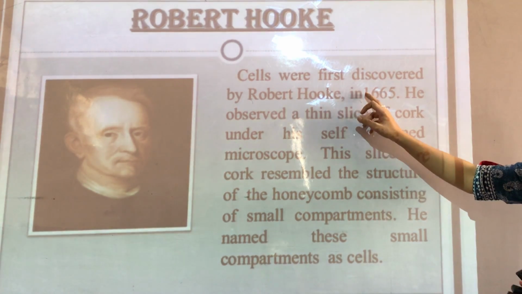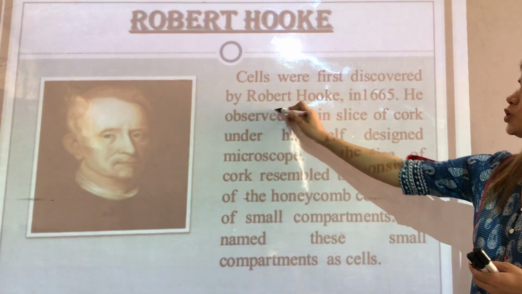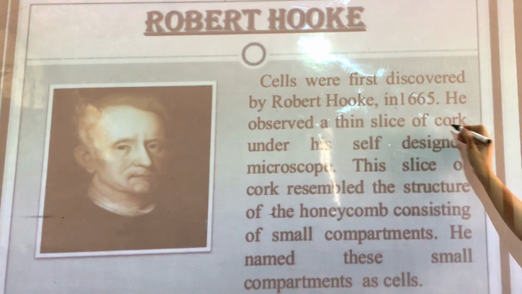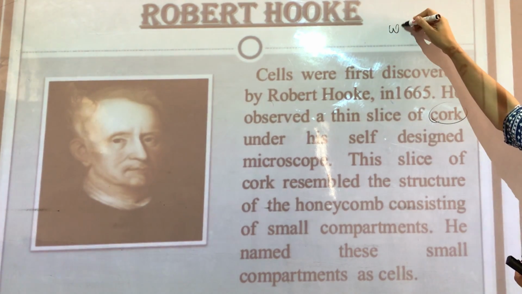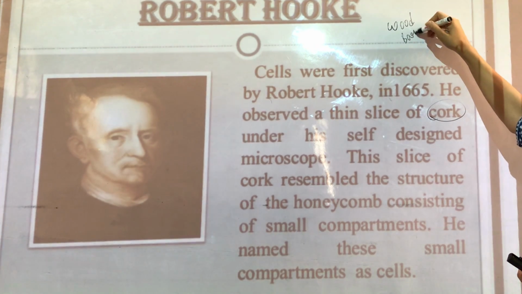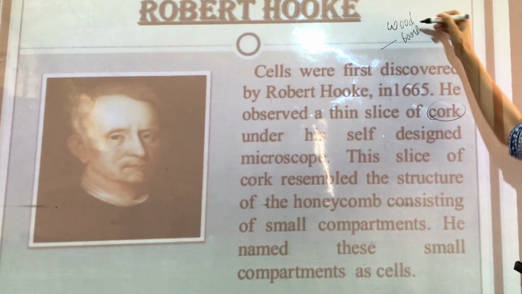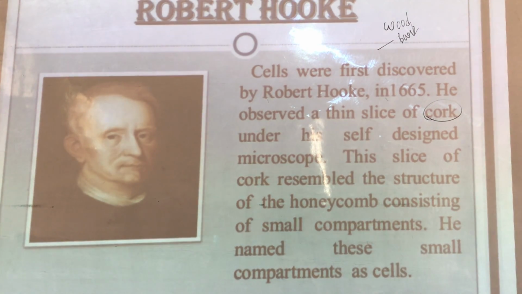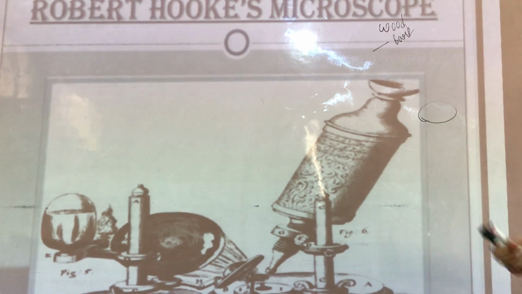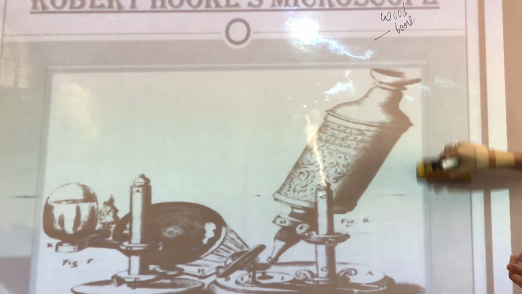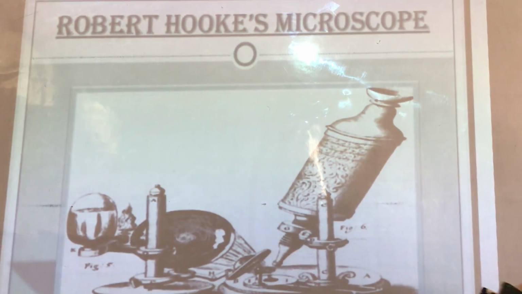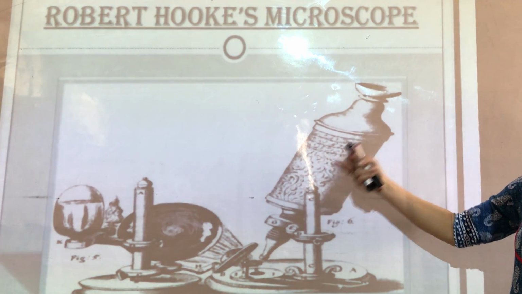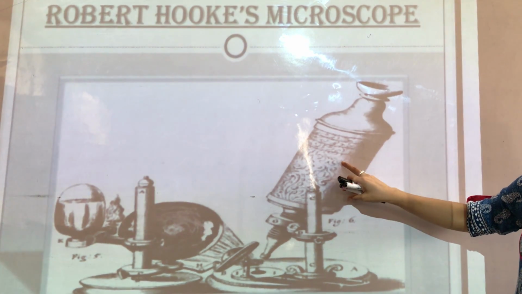Okay, so first time in 1665 he was observing something. He was looking at a thin slice of cork. Cork is nothing but a wooden bark, the bark from a tree. So he was observing the bark of a tree with the help of his self-designed microscope. This picture I have taken is of the self-designed microscope of Robert Hooke. He was using this microscope to observe the bark of a tree.